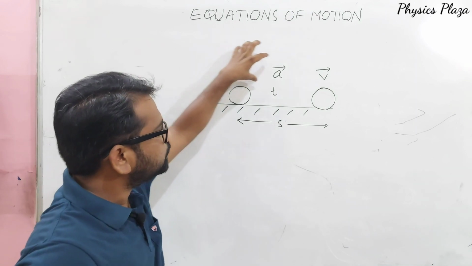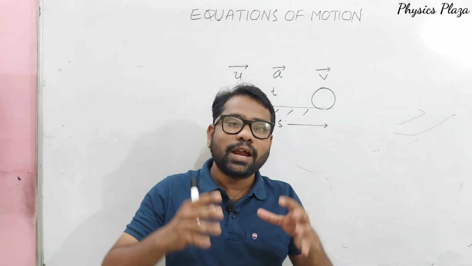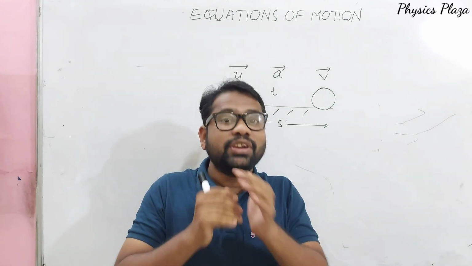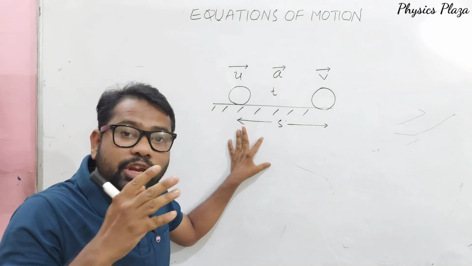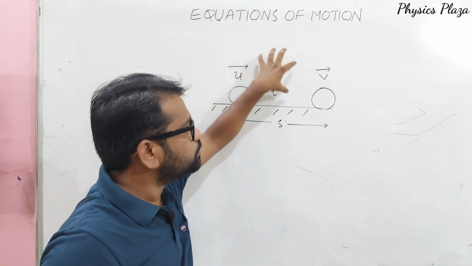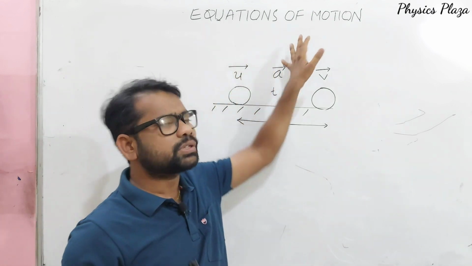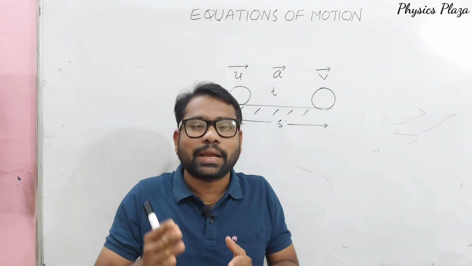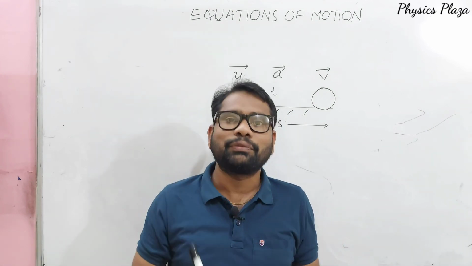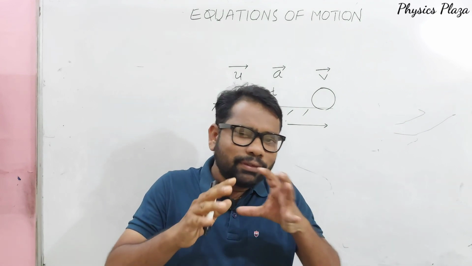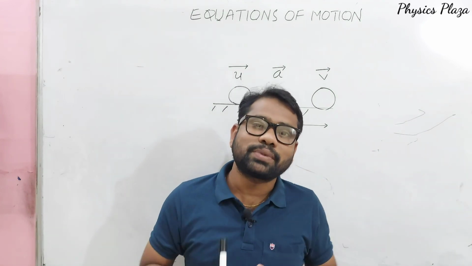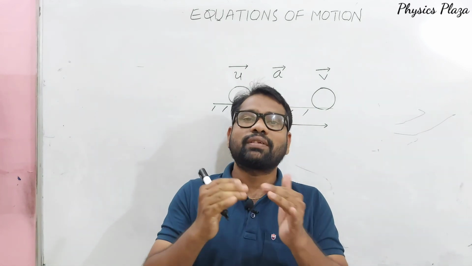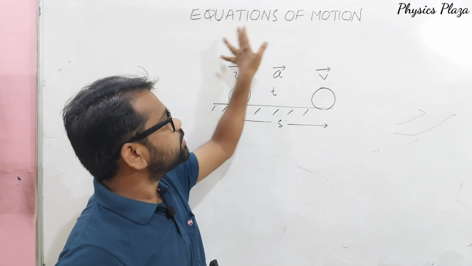These are the terms which are required in order to describe the motion of an object along a straight line path. The equations which give the relation between these terms, we can call the equations of motion. It is very simple. Children, try to understand: to describe the motion of an object along a straight line path, we need some terms, so there will be some relation among those terms. That relation we can express in terms of an equation, and those equations we call the equations of motion.